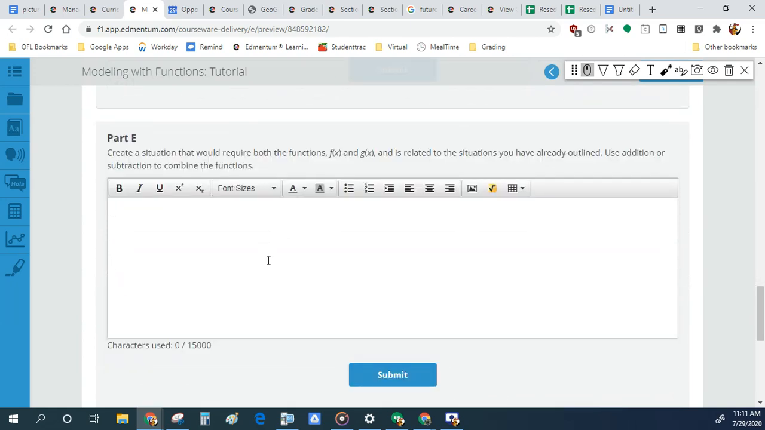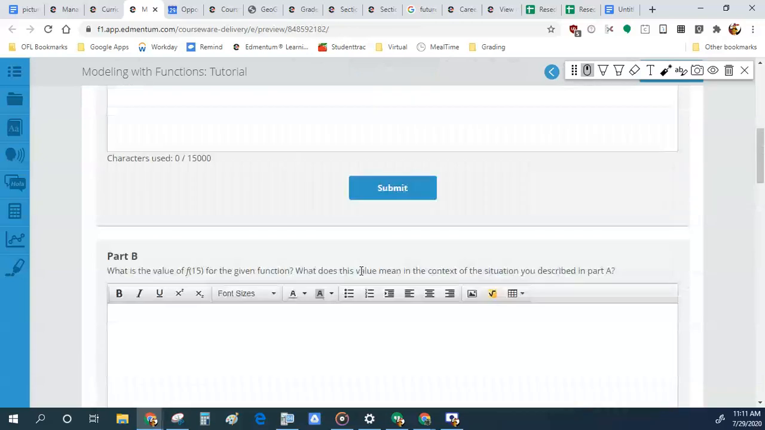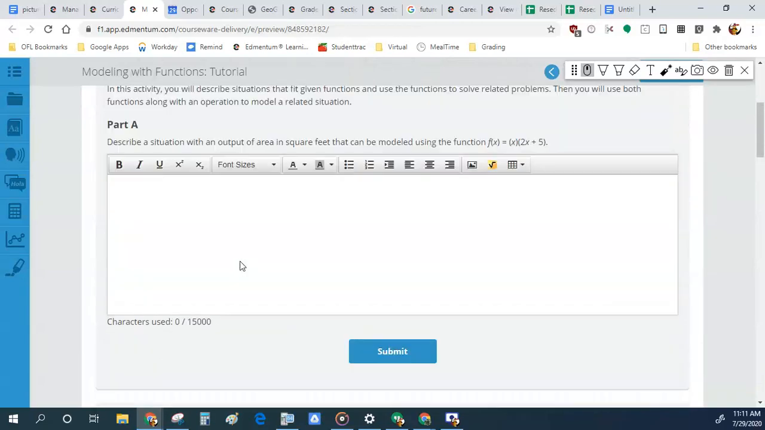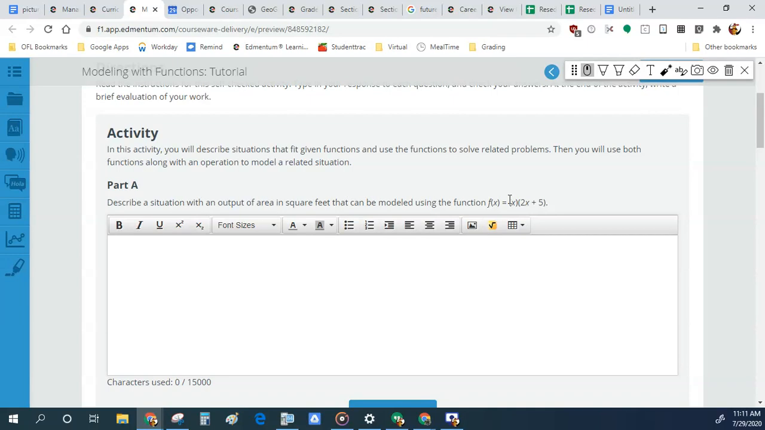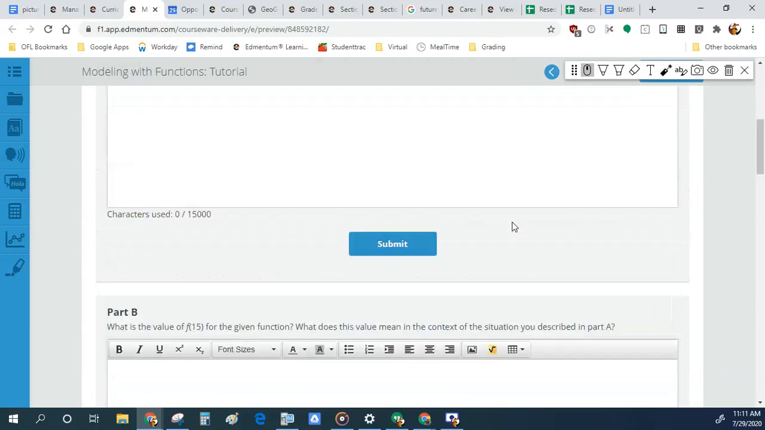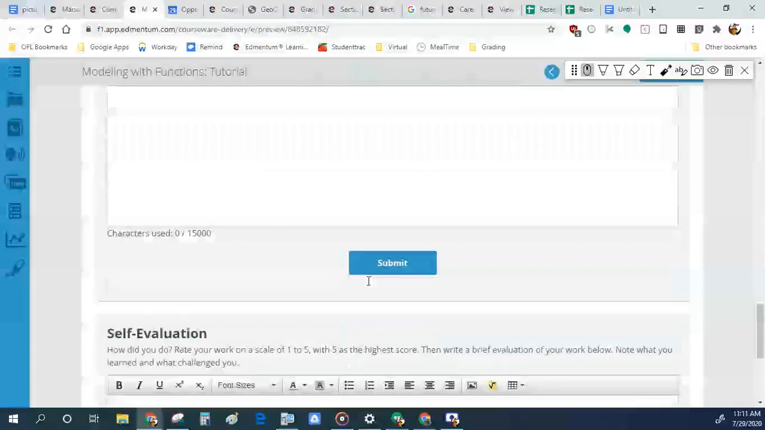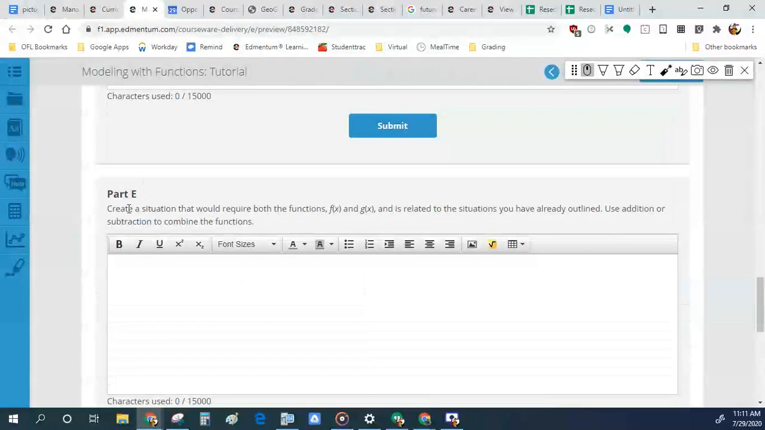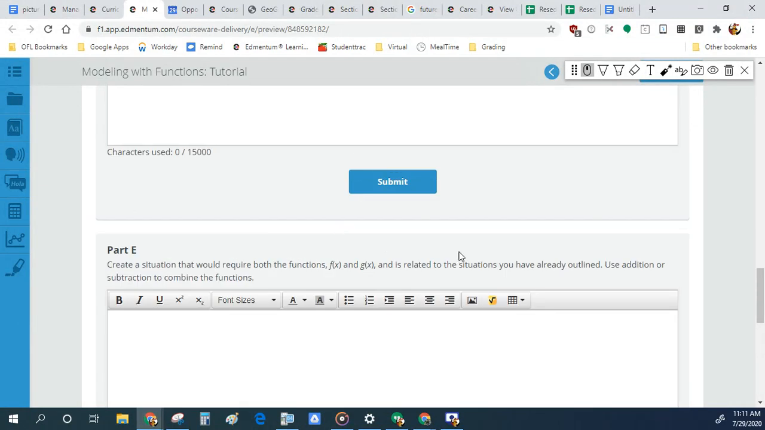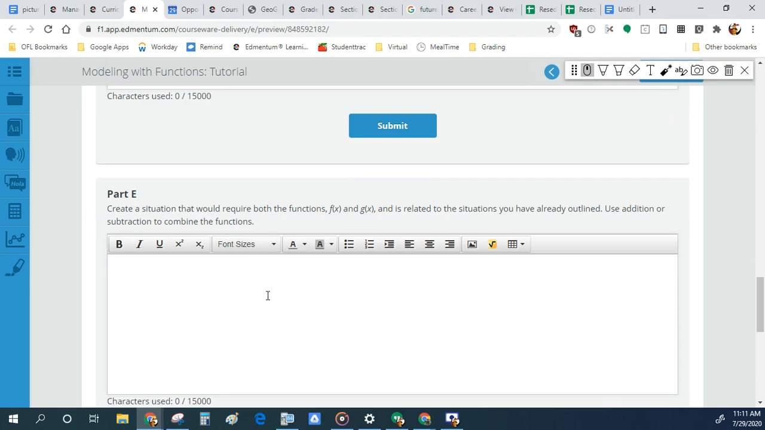All right, now we're going to create a scenario for f of x and g of x. Wait, what was f of x? Oh, f of x was this other one right here. Give me a second. It's asking us to create a situation to compare f of x and g of x. You have already outlined, use addition, subtraction, and so on.